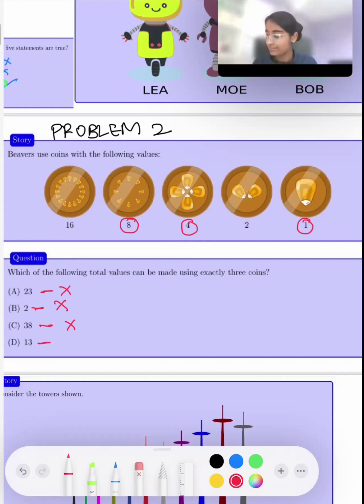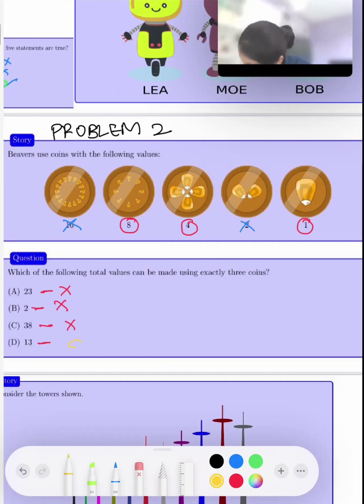Okay, let me go back once. Can we use a $16 coin? No, because 13 is smaller than 16, and so there's no point of using a $16 coin. We have to use 3 coins, right? And anyway, 16 is bigger. So we can just cross this out. Can we use an $8 coin? Absolutely. There's nothing stopping us from using that. We can use a $4 coin, we can use a $2 coin, and even a $1 coin. So I'd say let's use an $8 coin, $4 coin, and $1 coin.